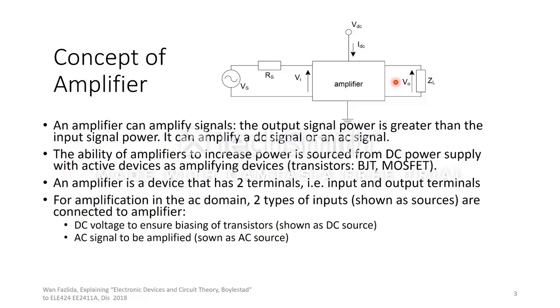So for amplification in the AC domain, for our course, our amplification is in the AC domain, in the small signal AC analysis. Two types of inputs shown as sources are connected to the amplifier. So these sources here would consist of a DC voltage, and this DC voltage is to ensure biasing of transistors, as well as an AC signal to be amplified, shown as AC source.